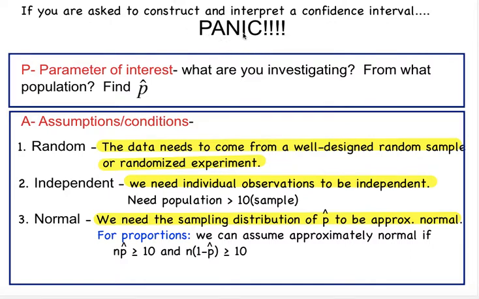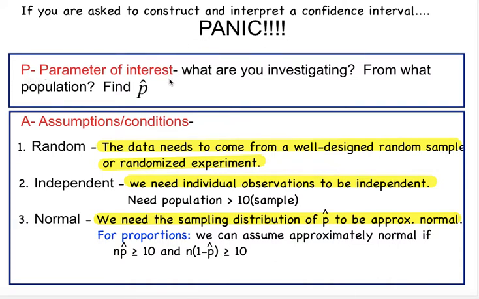Now, this is based on the rubrics that the AP curriculum has sent out. So when they grade your AP tests, they are looking for these certain things in order to receive full credit. So we came up with this acronym PANIC because it's easy to remember and each letter stands for a different part that's required. So the P in PANIC stands for parameter of interest.